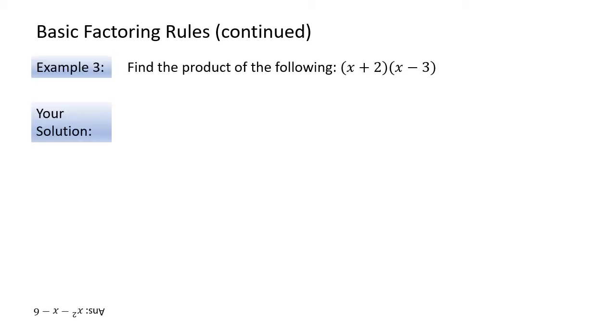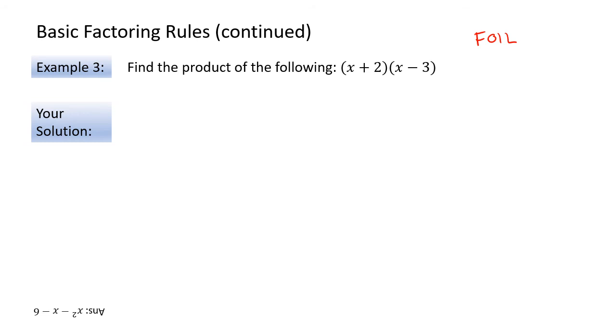Okay, so let's look at two examples just to see how this works. Find the product of the following, x plus 2 and x minus 3. I will do it both ways. First I will use FOIL, and second, I will do it using the rules we saw in the last slide.